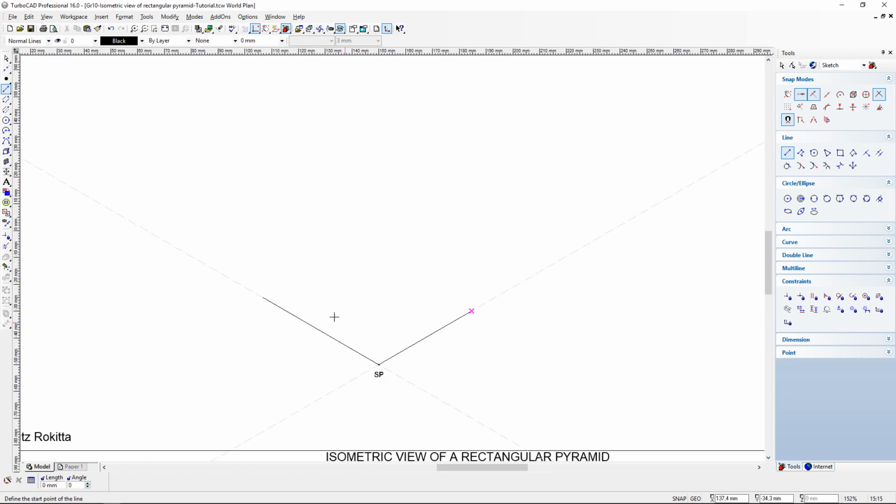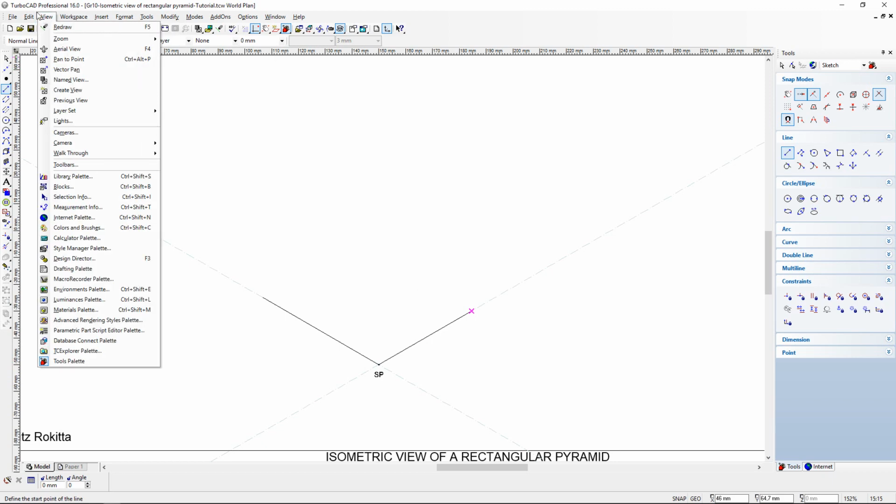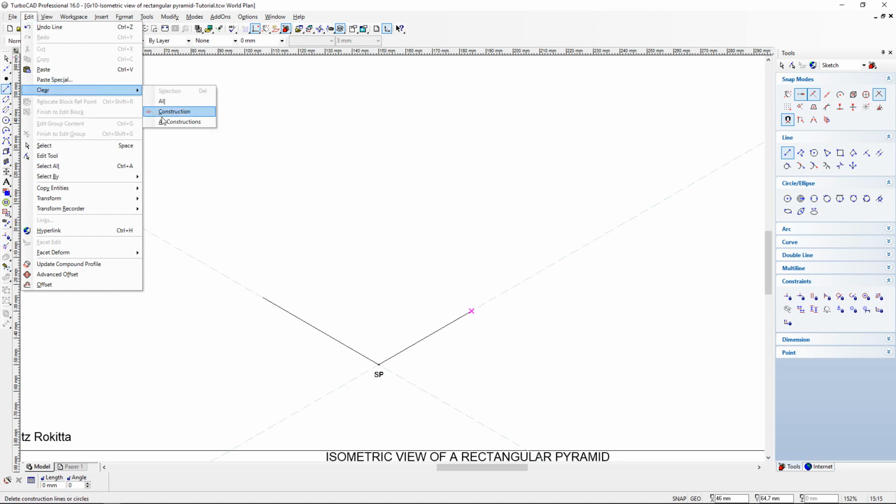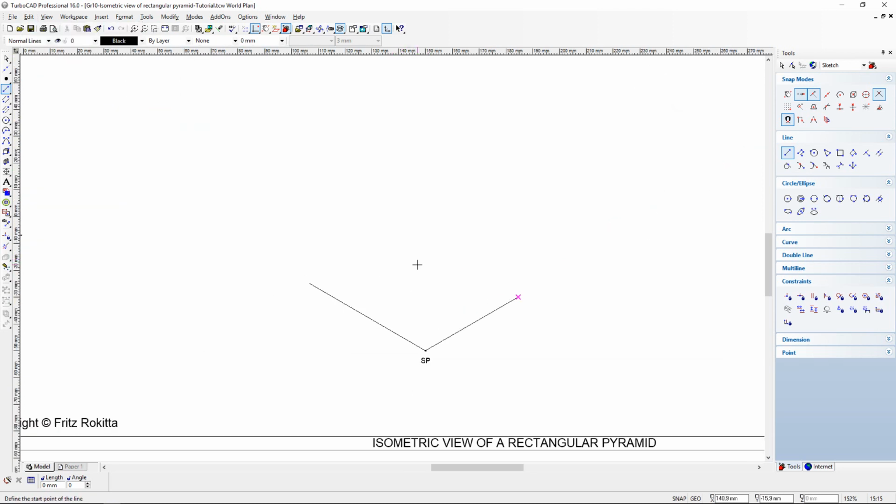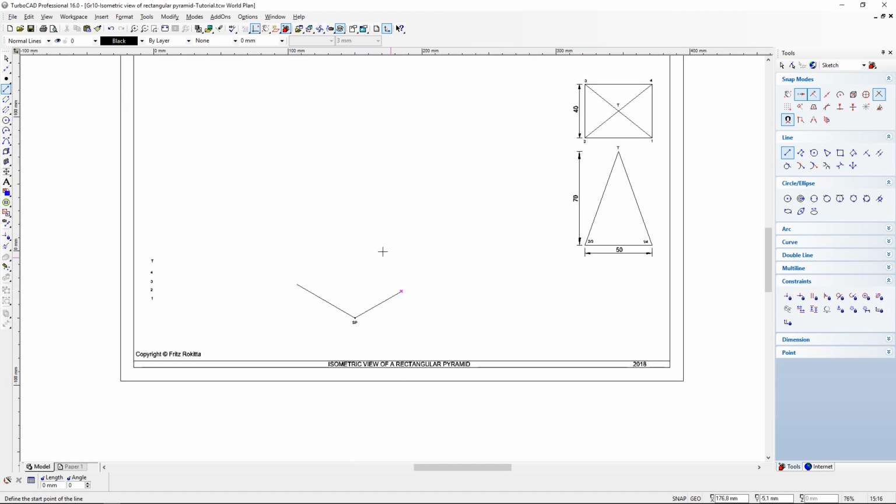Now I have the base of the front view and the base of the depth or right view on my construction lines. Now, just for clarity, I'm going to clear these construction lines quickly. And there we see the two solid lines drawn at an angle of 30 degrees to both sides.